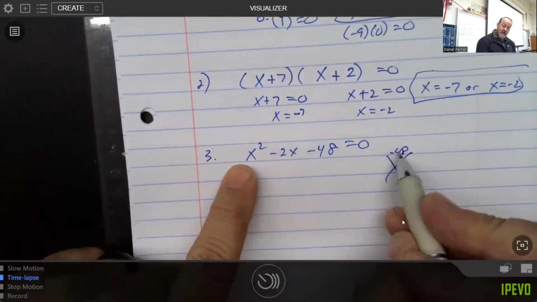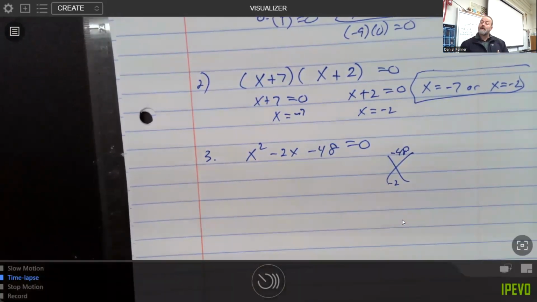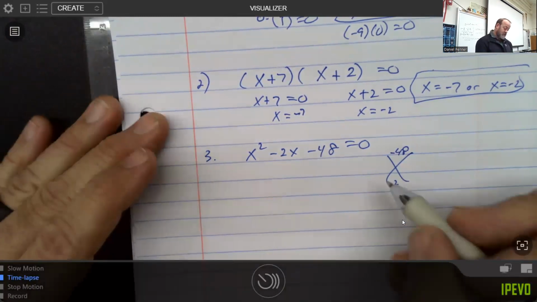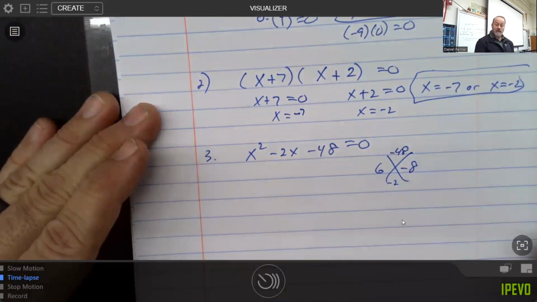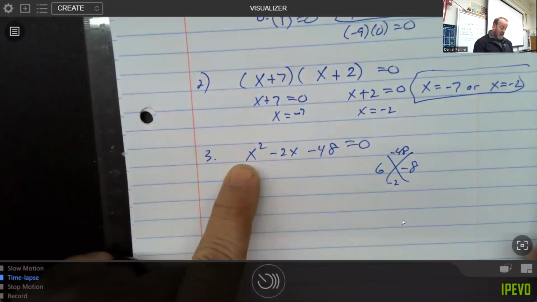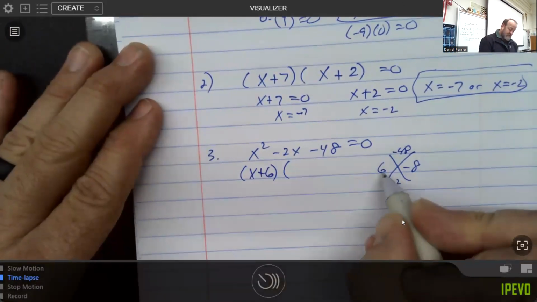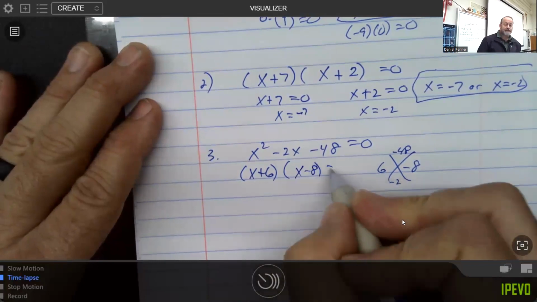Remember, a times c is negative 48. The middle number is negative 2. And I need to come up with two numbers that multiply to negative 48 and yet have a sum of negative 2. And the two numbers that would do that would be 6 and negative 8. Now, since the coefficient a is 1, I could actually write it very quickly as x plus 6 and x minus 8.